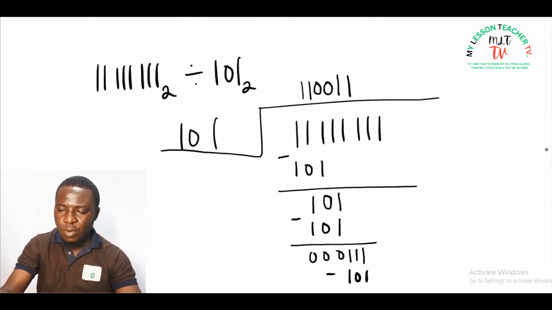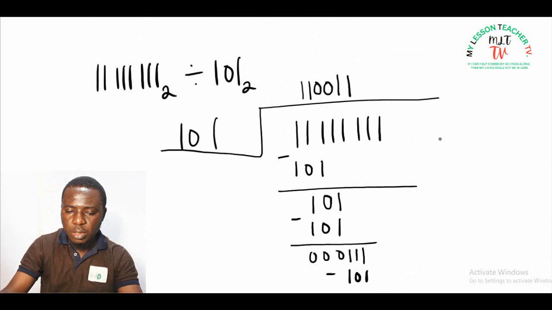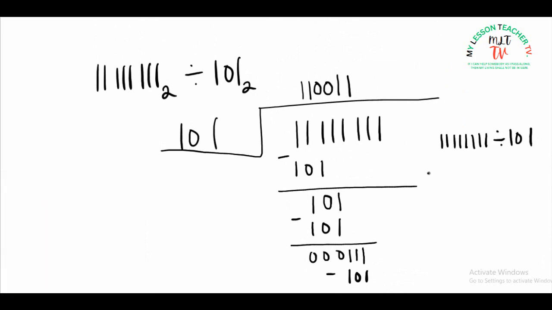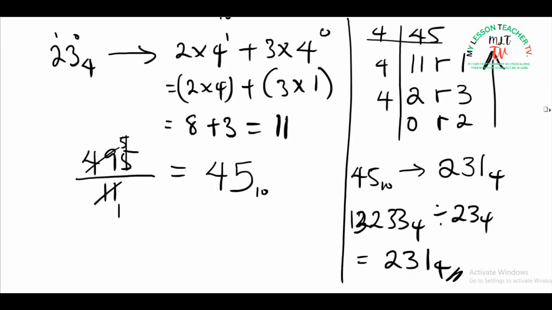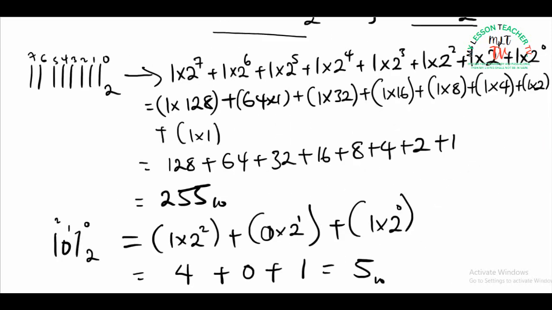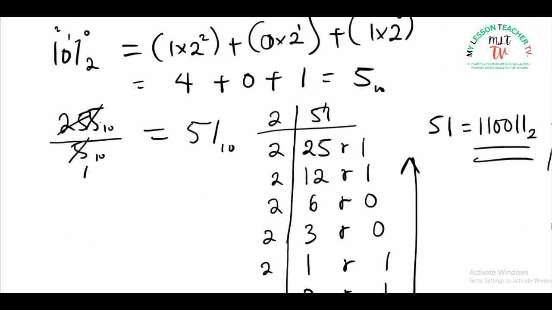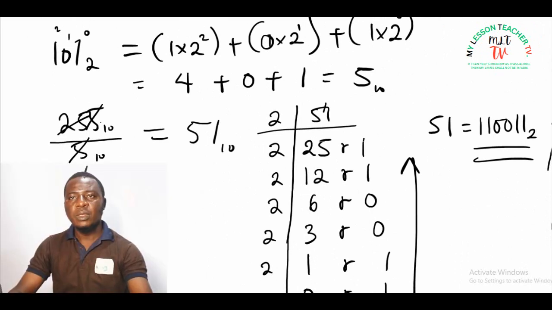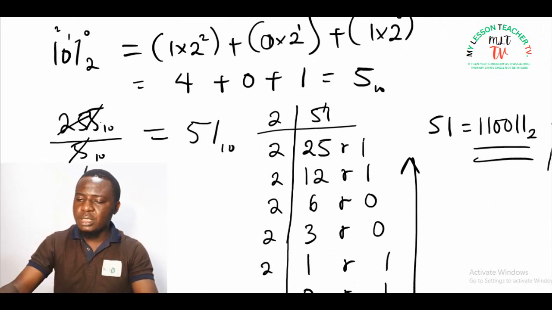And if you look at it, 1111111 divided by 101 is equal to 110011 base 2, which is the same answer we got from the last exercise that we just solved. If you look at it, it's still 110011. So you can use any of the methods in solving division in number base systems.